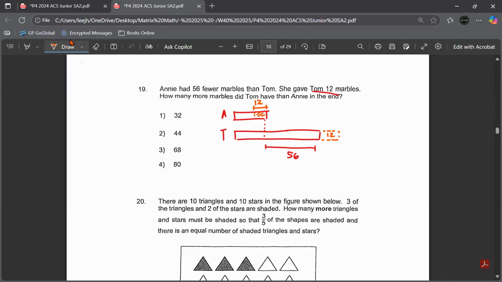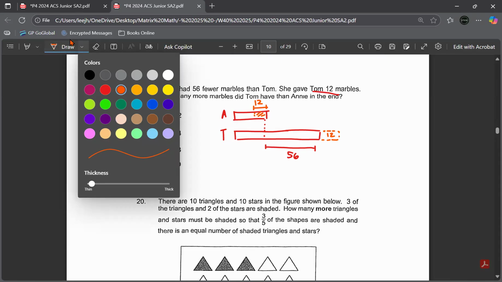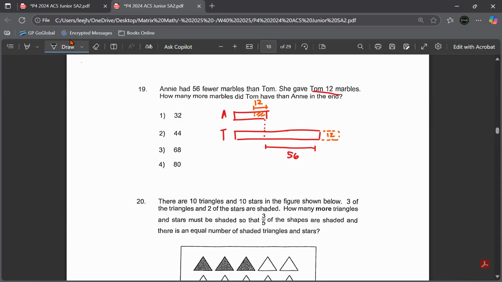Okay. And as a result, what happened? So we want to know how many more marbles did Tom have than Annie in the end. So in the end, Tom and Annie's difference is here. So what should I do to find this range? You can see there are one, two, three values to add. So I'm going to add 56 plus 12 plus 12. Your answer is 80, which is option 4, because this is the new difference in the end.